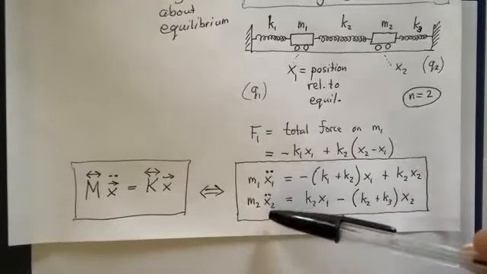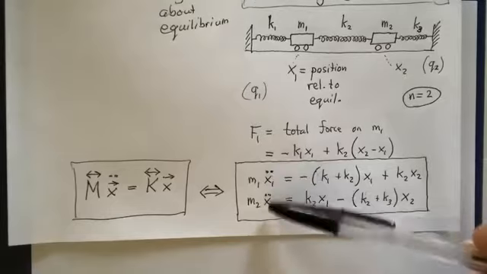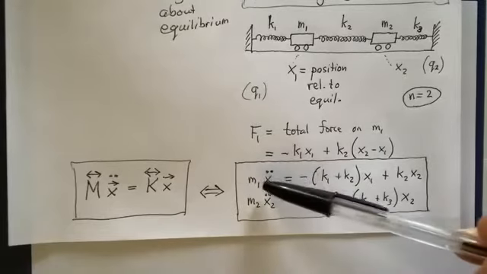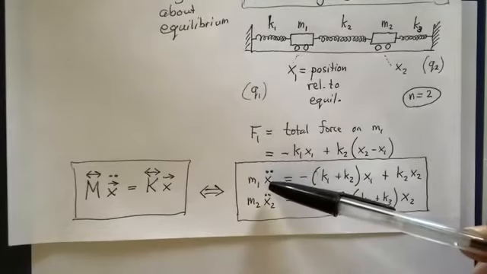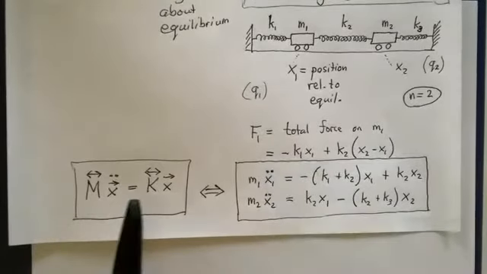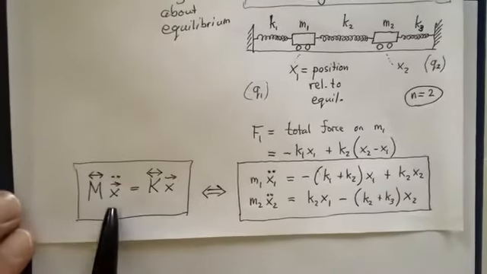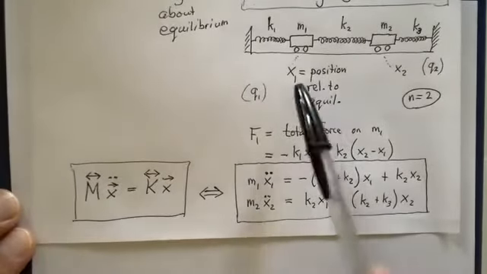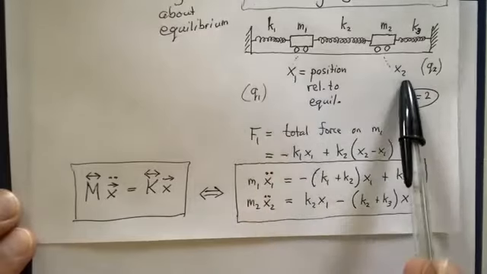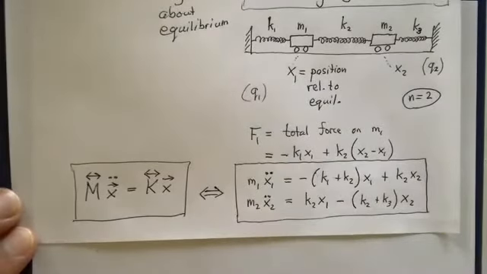Notice that the left-hand side has a very special structure. We have mass 1 times x1 double dot. And looking ahead to this preferred formulation, we've assembled these 2 coordinates. These are examples of generalized coordinates. We've assembled them into a vector.